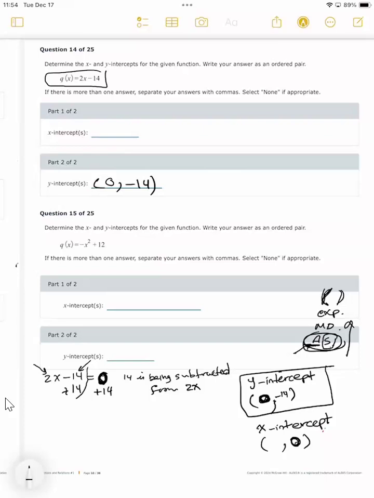Then you're going to add these guys. You have 2x minus 14 plus 14. If I have 14 and I take away 14, I get 0. You have 14 candies, you take away 14 candies, you have nothing. So that's gone. But 0 and 14, when I add them, I get 14.